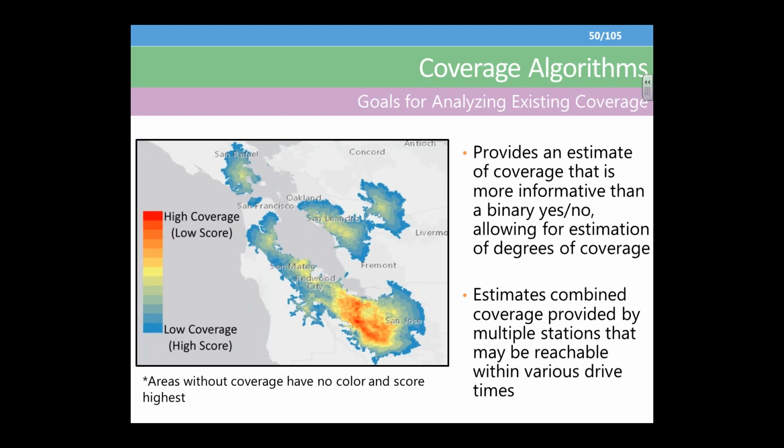We wanted to provide an estimate that was not just a yes or no, binary decision. We wanted to allow estimation of degrees of coverage. We want to be able to say that somebody who has a station 10 minutes away has less coverage than somebody who has a station 2 minutes away. Somebody who has 2 stations within 12 minutes has less coverage than somebody who has a station within 12 minutes and a station within 3. So we actually estimate the combined coverage provided by multiple stations that may be reachable within various drive times from a given point, across all these different points in the state.